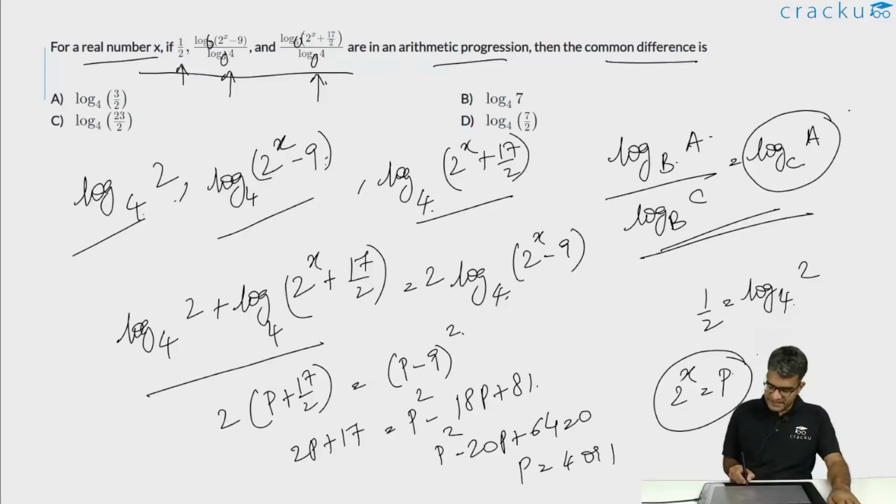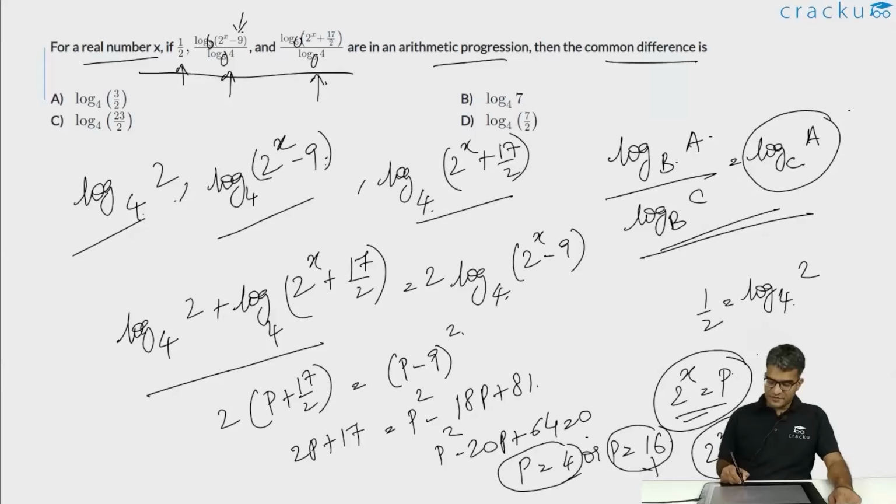But you would notice that p cannot be equal to 4. That is, if 2 to the power x is equal to 4, this logarithm will not be defined because we have 2 to the power x minus 9 as one of the terms. So, 2 to the power x should be greater than 9 for this logarithm to be defined. So, the only value of p is 16. So, 2 to the power x has to be equal to 16.